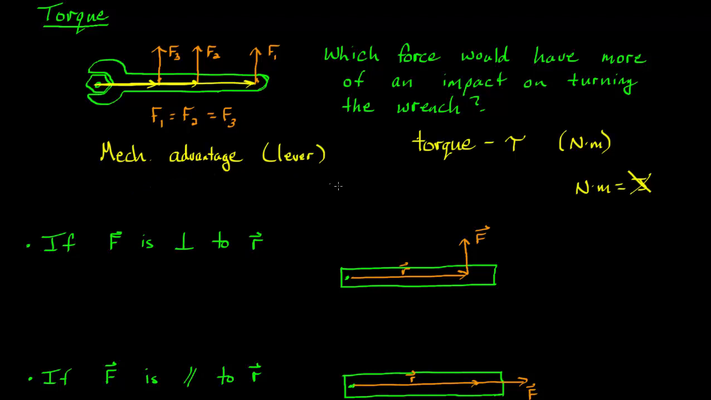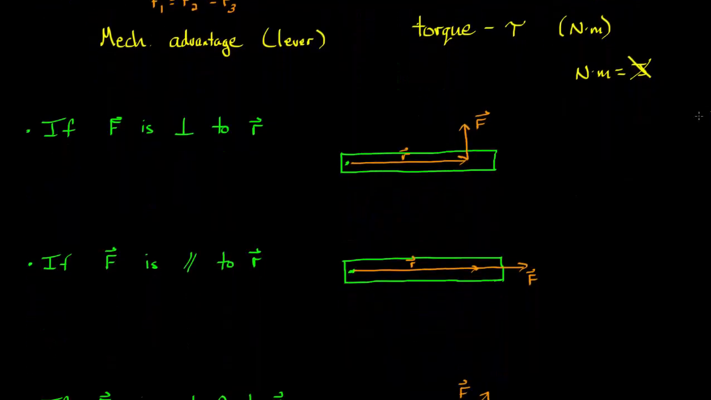Okay, so how can we actually calculate this? Well, there's a couple cases. One would be if my force is perpendicular to the r vector, being the distance from the axis, from the point. In this case, since it's perpendicular, the torque is just going to be the force times the distance. Pretty straightforward.